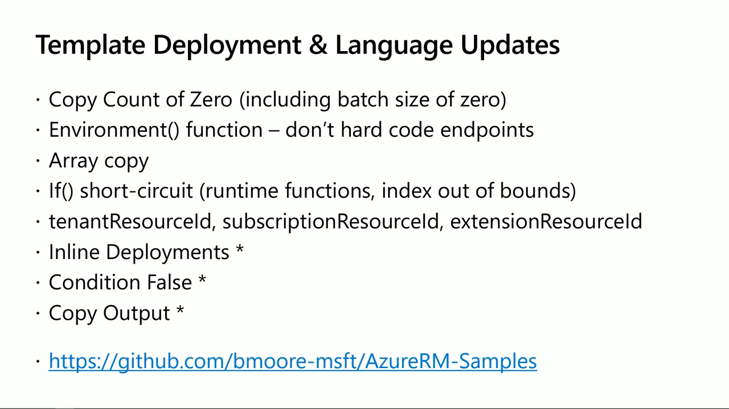And then copy output: we can actually use the copy loop in outputs. So you can output things like an array of IP addresses that were deployed during that deployment. We won't have time to go through all the code of that, but there are samples in the repo there at the bottom if you want to take a look.